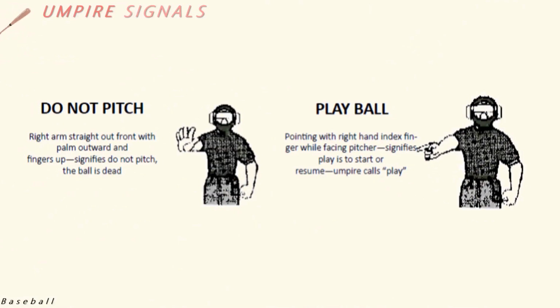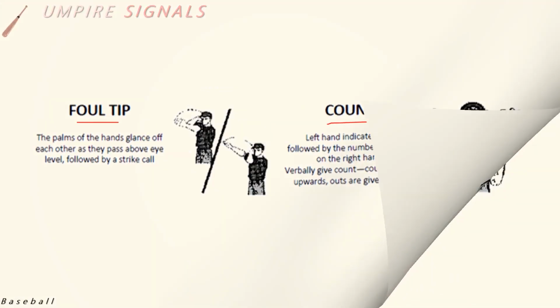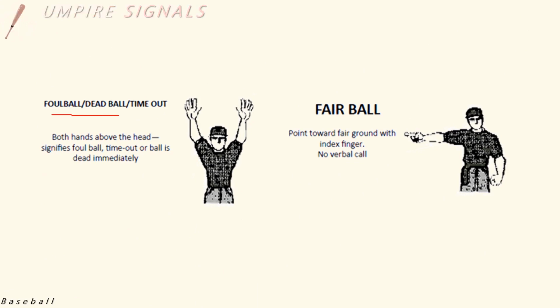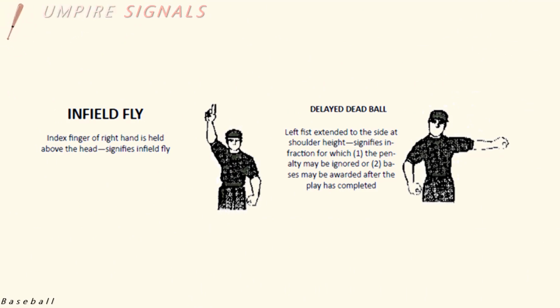So there are some other umpire signals that we are showing on the screen. This signal is for do not pitch, which is basically you stop, and he points his arm straight out. Another is play ball, pointing an index finger towards the pitcher. Others are foul tip and count. We also have foul ball, dead ball or timeout, and then fair ball. These signals are explained here on the screen for your information. Signals for the umpire for infield fly and delayed dead ball are shown here on the screen for your information.